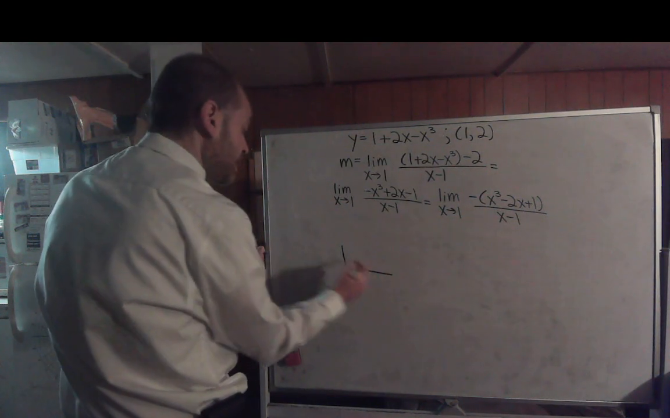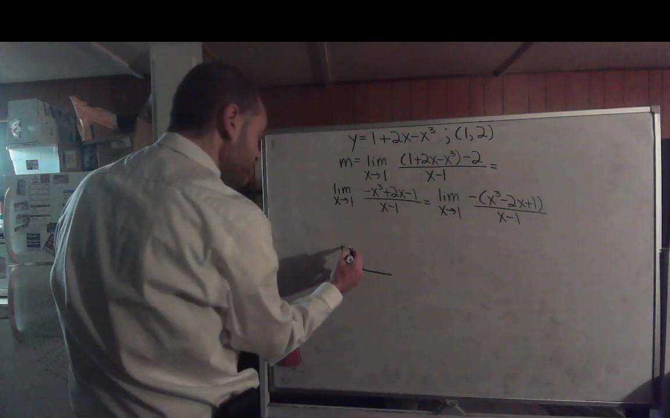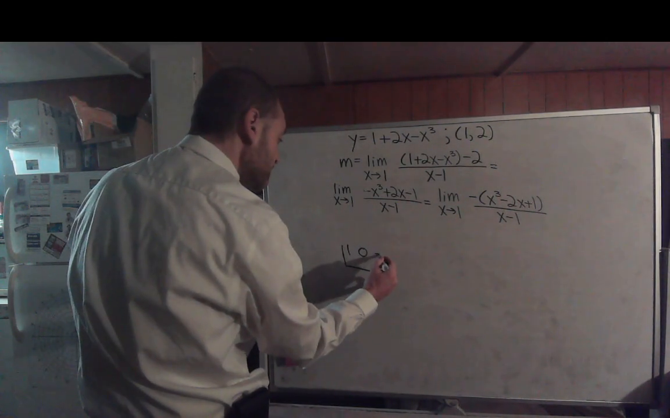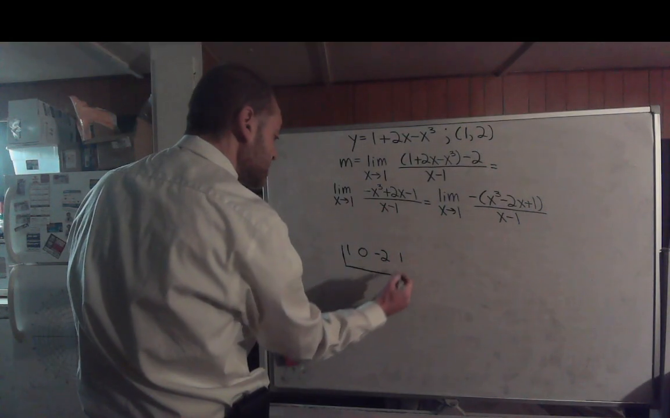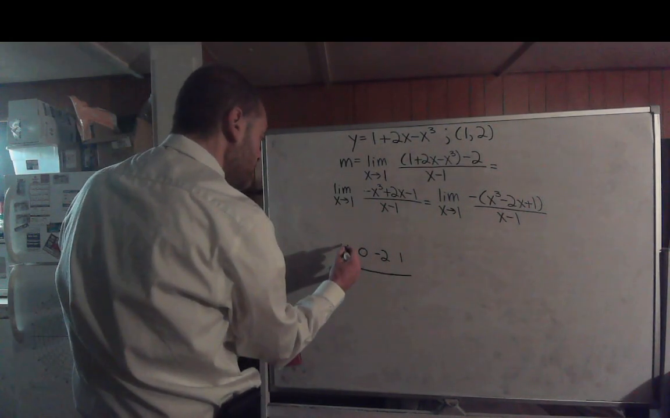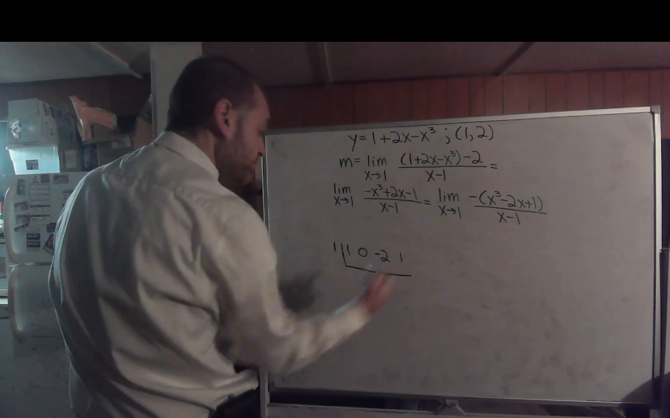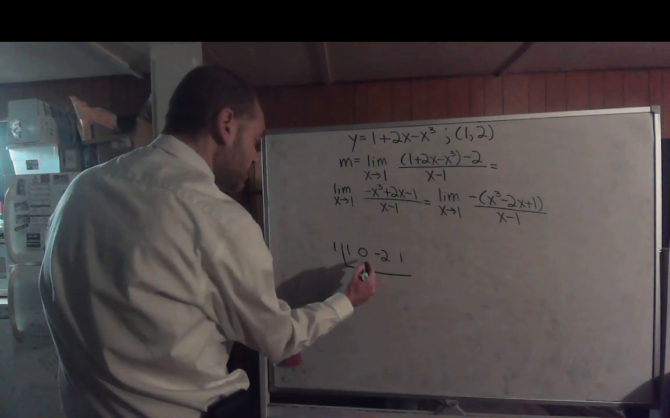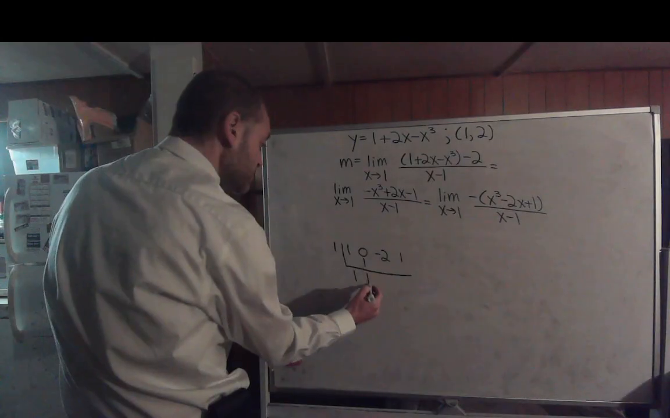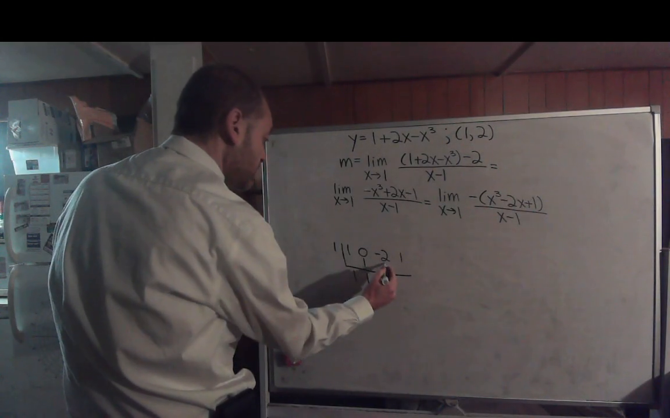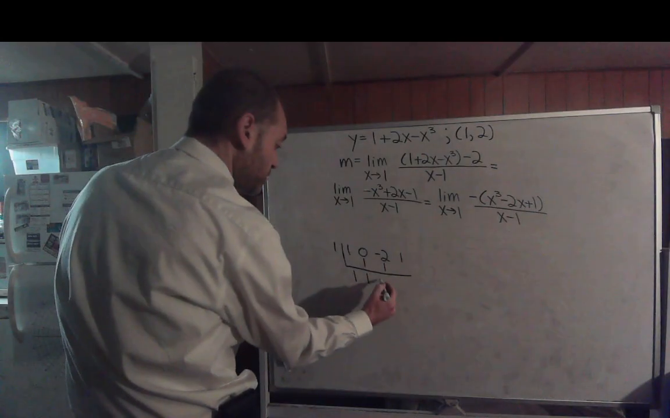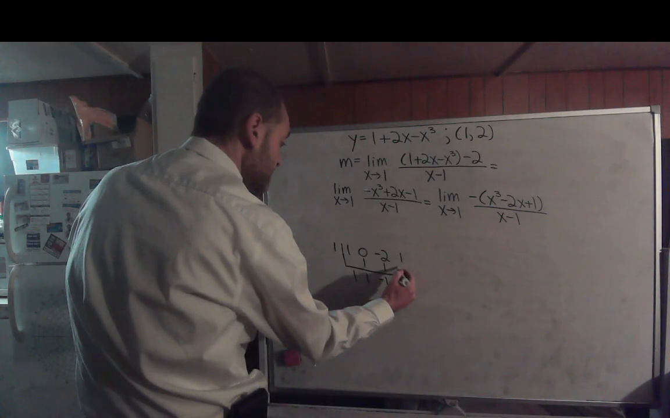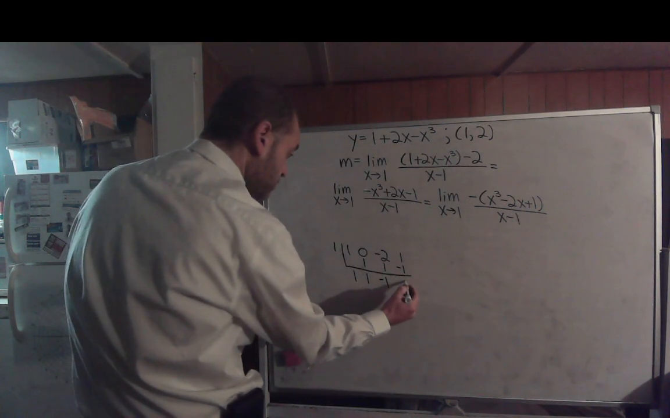So let's see, I have x cubed, so that would be a 1. I have 0 for my x squared, a negative 2 for the x to the first, and then a constant term of 1. We'll divide that by 1 for the x minus 1. Bring down the 1, so 1 times 1 is 1, 0 plus 1 is 1, 1 times 1 is 1, negative 2 plus 1 is negative 1, 1 times negative 1 is negative 1, 1 minus 1 is 0.